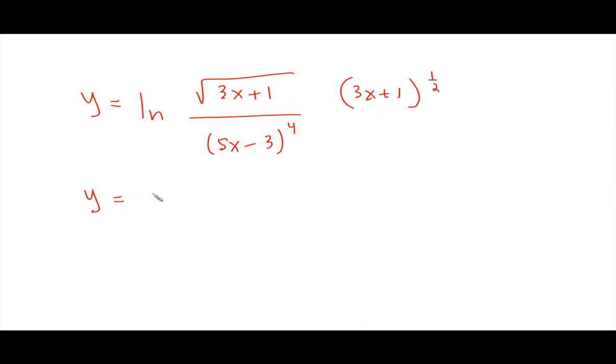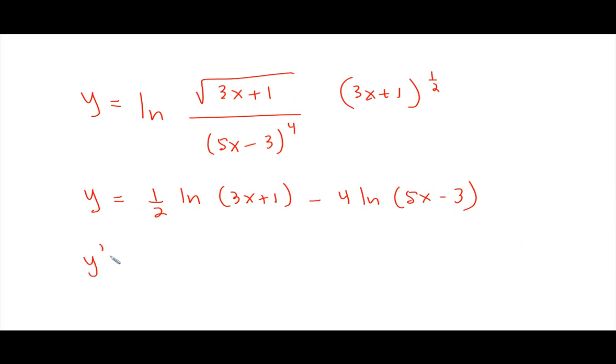Now when I use the natural log properties, this exponent can go to the front, so I get 1/2 natural log 3x plus 1, and then since this is in the denominator, I'll have a minus, and then 4 natural log 5x minus 3. So now that I've rewritten this problem like this, I can avoid doing the quotient rule when I'm trying to find the derivative, which makes it a lot easier, okay?